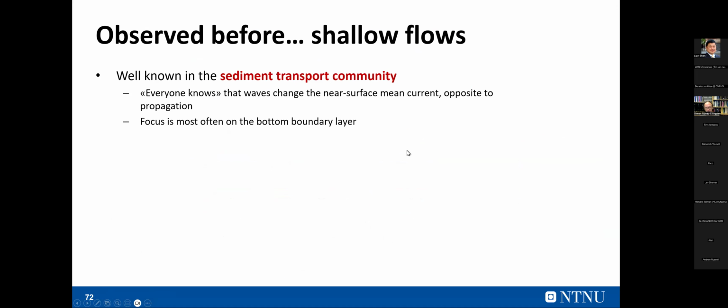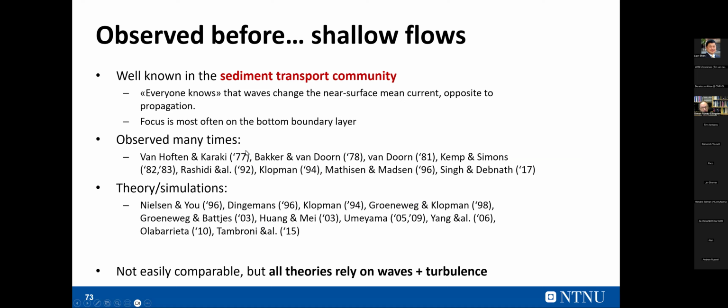Now, I dug further into the literature, and it turns out if you go to the sediment transport community, where they look at the scour and the sediment transport in a wavy boundary layer at the bottom in shallower flows, it seems that everybody knows that the waves change the near-surface mean current. The focus, though, is more on the boundary layer, so it's not always highlighted. It's been observed a number of times in this community, and there has been theory and simulations. It's not easy to compare because they tend to focus on shallower bottom boundary layer type flows, but they all seem to rely on wave turbulence interactions at some point.